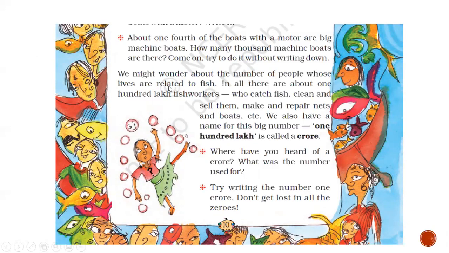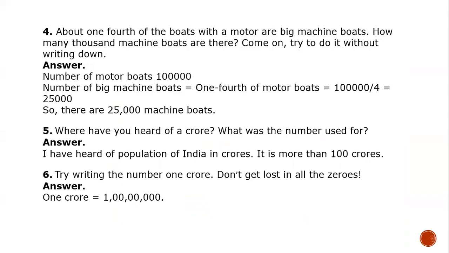we might wonder about the number of people whose lives are related to fish. In all, there are about 100 lakh fish workers who catch fish, clean, sell them, and make and repair nets and boats, etc. We also have a name for this big number, 100 lakh. What is 100 lakh? It is crore. We can see if we write 1 crore, this is 100,000.